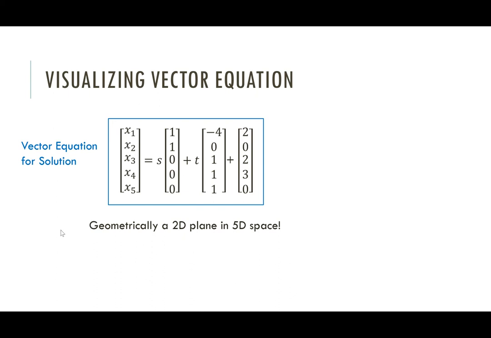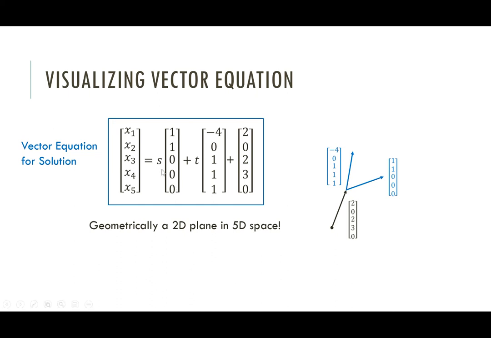So let's start by taking some point, call it our origin. Let's pretend we're in 5D space. And let's attach our constant vector to it. So I've got this constant vector 2, 0, 2, 3, 0 attached to the origin. And now we're adding to that the vector 1, 1, 0, 0, 0. But we're also adding to it multiples of this vector -4, 0, 1, 1, 1. And we're not just doing it independently, but we're doing all multiples of this -4, 0, 1, 1, 1 vector and all multiples of this 1, 1, 0, 0, 0 vector.